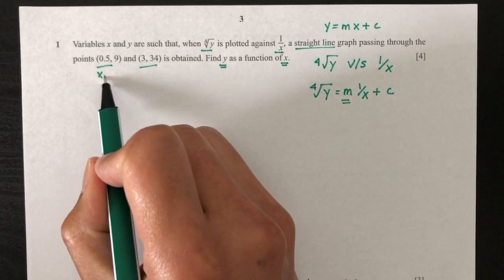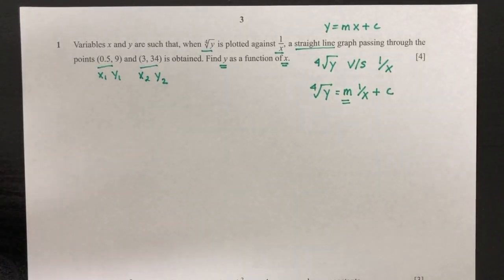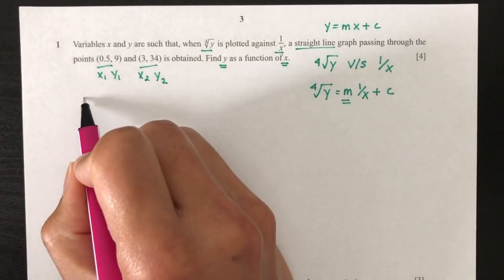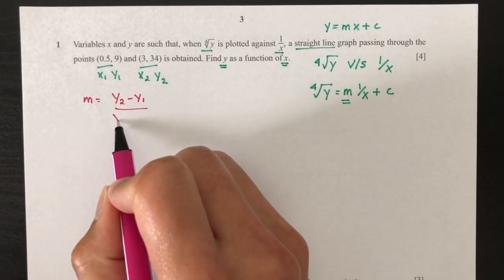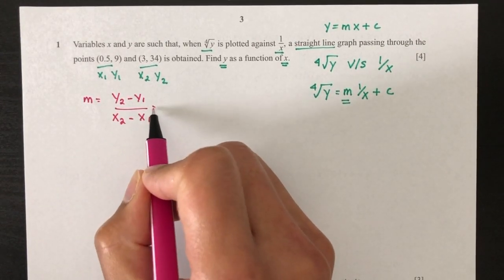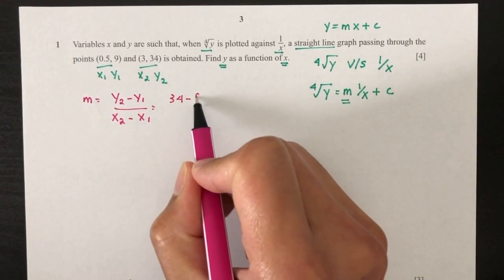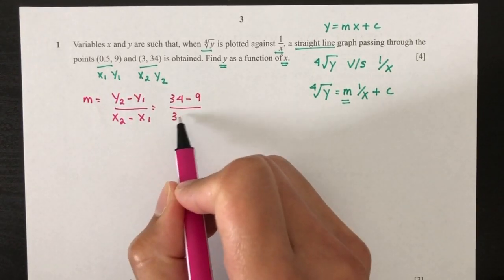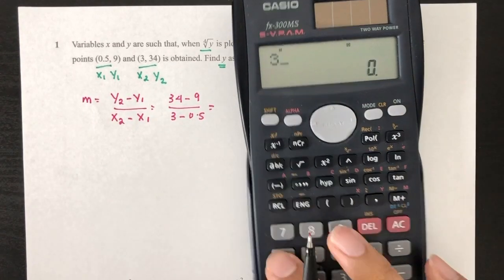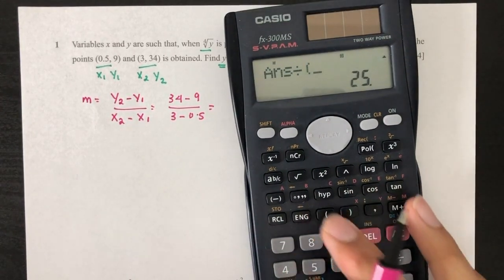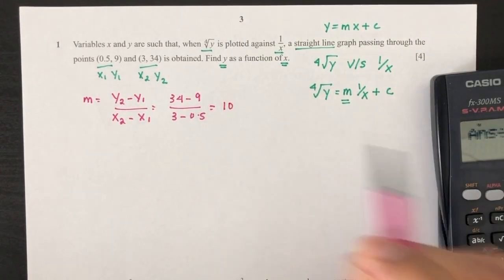This is your x1, y1. This is your x2, y2. Now as you know already, the gradient m is y2 minus y1 divided by x2 minus x1. So let's find the value for the gradient. The first will be 34 minus 9 divided by 3 minus 0.5. That will be 10. So your value for the gradient will be 10.